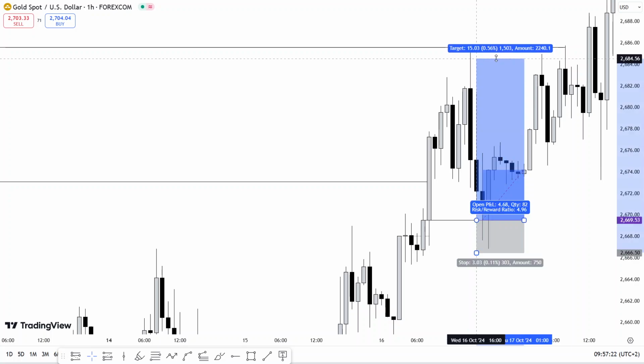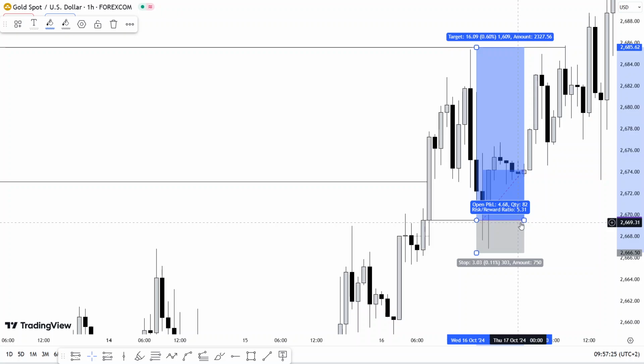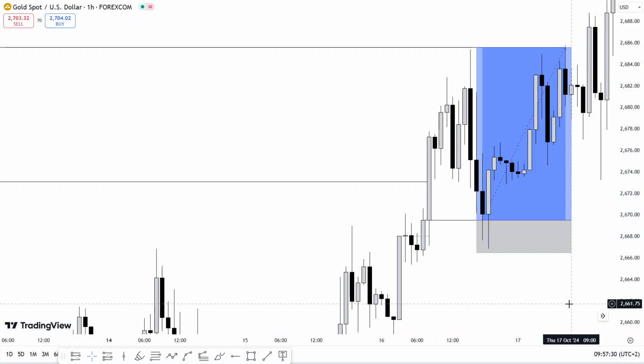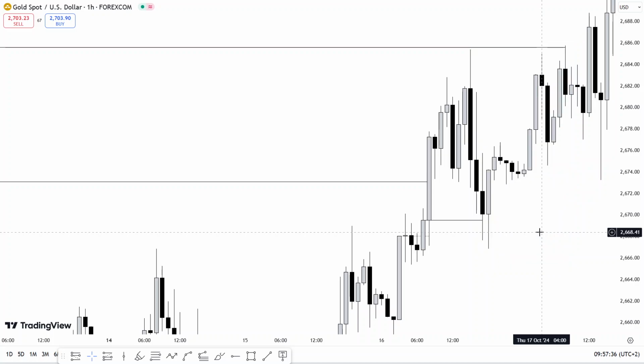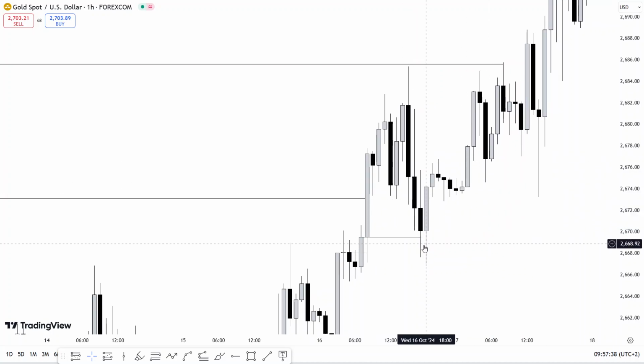Targeting these highs right there, right? That's basically how you would have entered the first trade. Let's just assume that you missed the first trade and you're just seeing price like this, right? You're just seeing price like this.